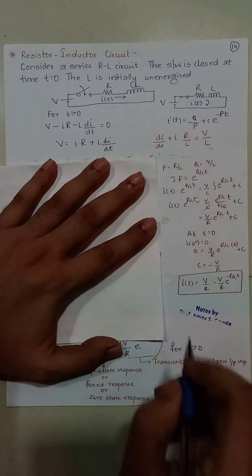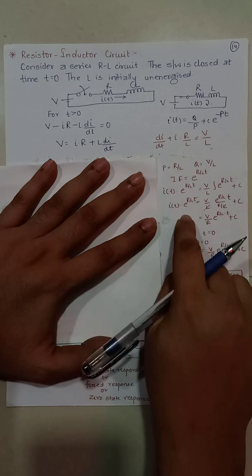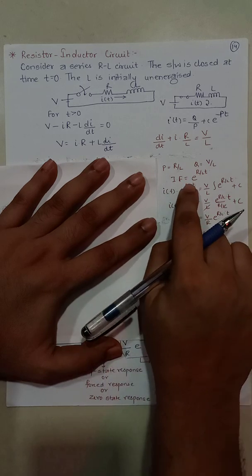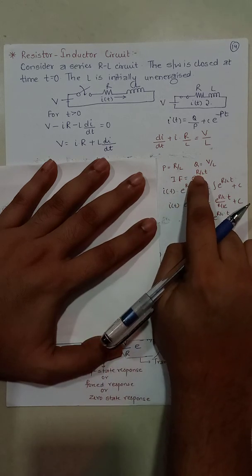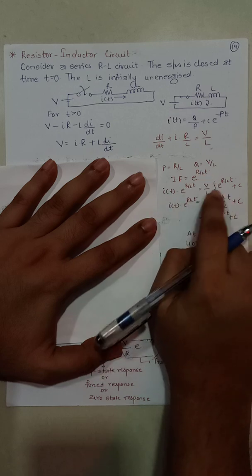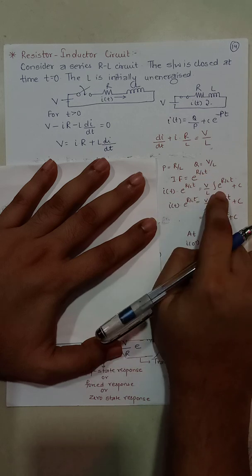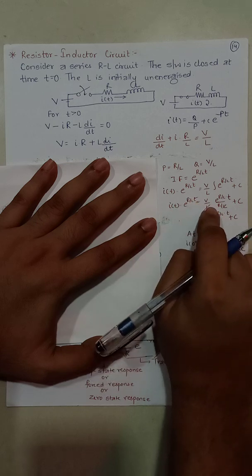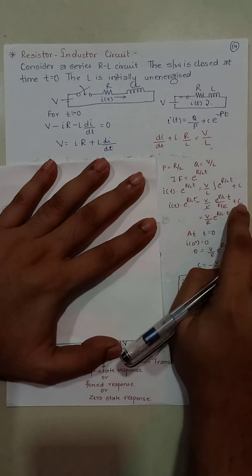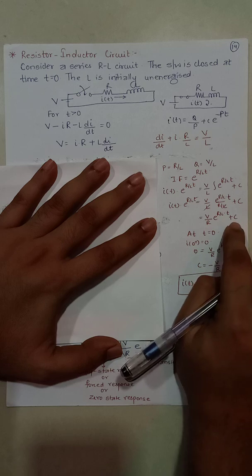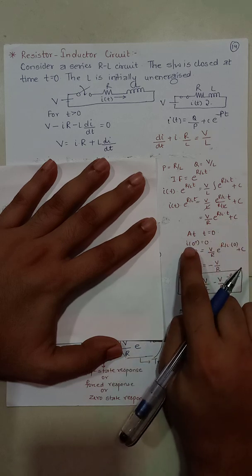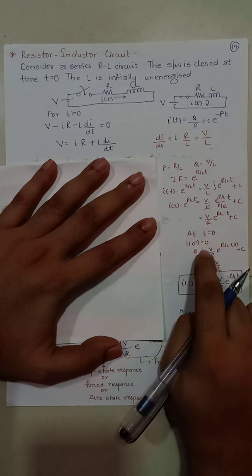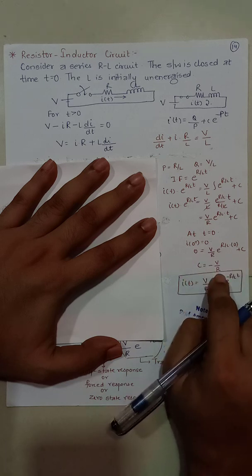If we are solving by the shortcut method, this is the normal method where we find the integrating factor e raised to the integral of P dt, then we multiply e raised to P t on both the sides. So we'll get i of t e raised to R by L t equals V by L, then integrating this, plus c. From this we find c at t equal to 0. As i of 0 plus is 0, we can find c as minus V by R.